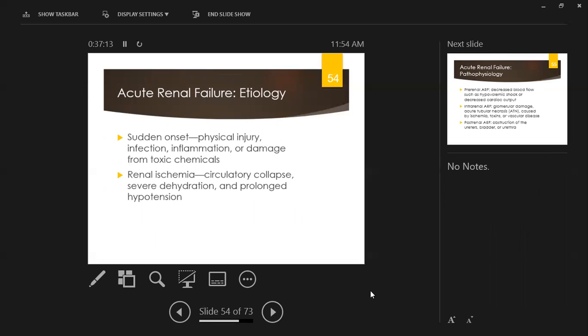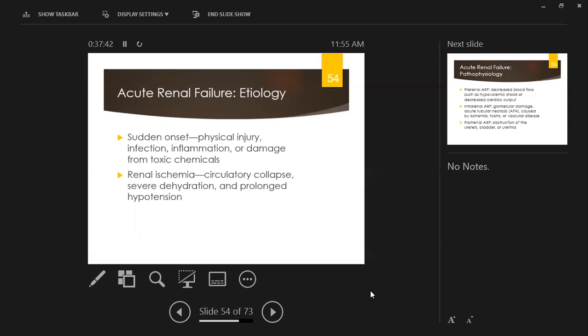Acute renal failure causes: there's a sudden onset with acute renal failure. Physical injury, infection, inflammation, or damage from toxic chemicals can cause acute renal failure. Also, renal ischemia can cause acute renal failure. So not having enough blood flow to the kidneys for whatever reason. Circulatory collapse, maybe you've had a myocardial infarction or stroke.